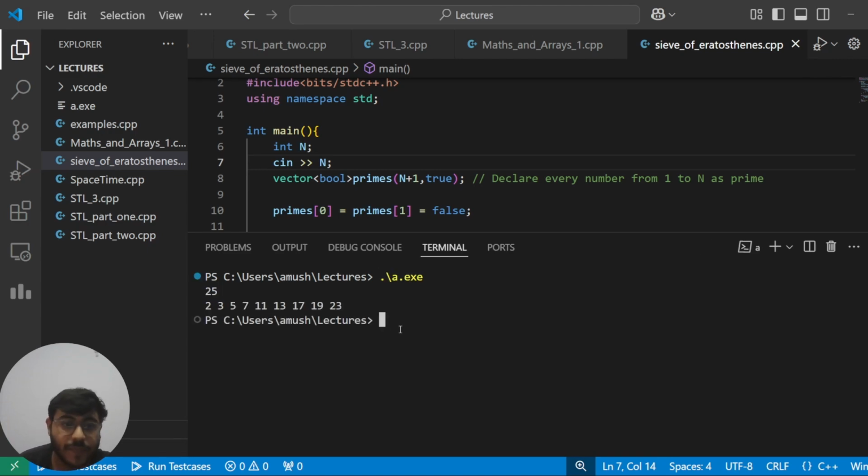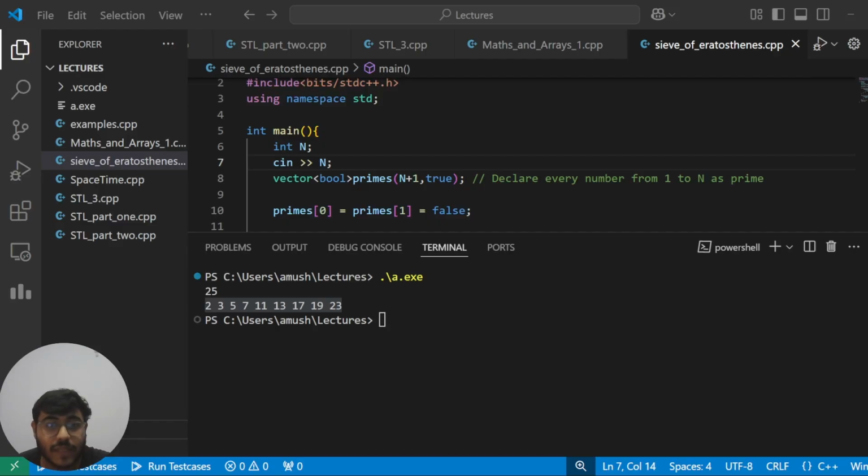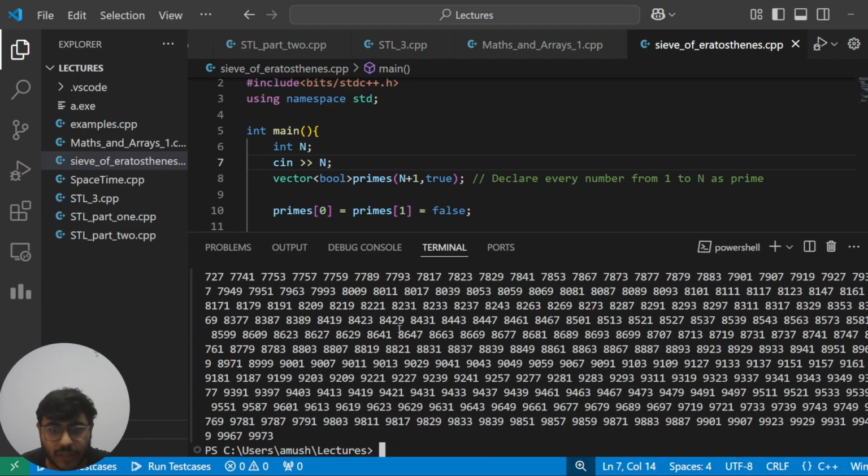Which we had used as an example. We have 2, 3, 5, 7, 11, 13, 17, 19 and 23. Whatever we had found, we got the same ones. We can see 2, 3, 5, 7, 11, 13, 17, 19 and 23, right? So in this way basically we generate all the prime numbers. Let's take a bigger number. Let's take 10,000. So we can see that there are so many prime numbers.